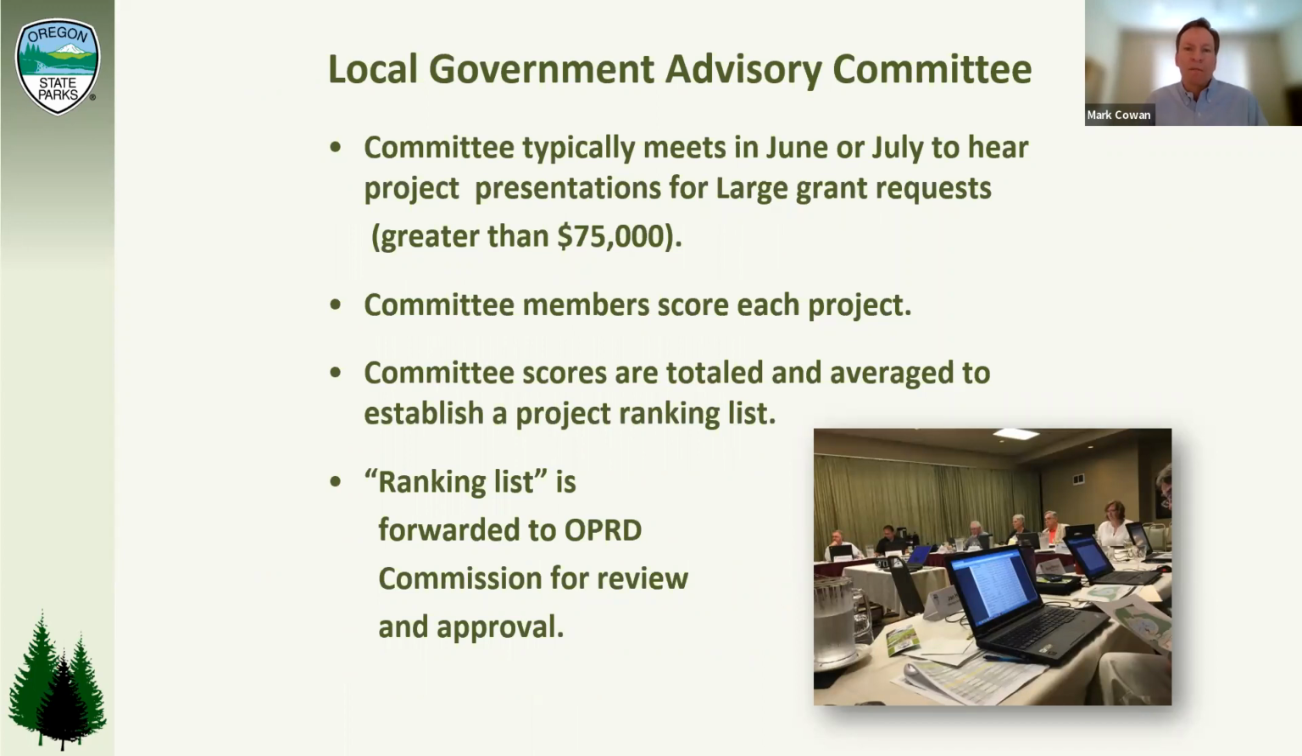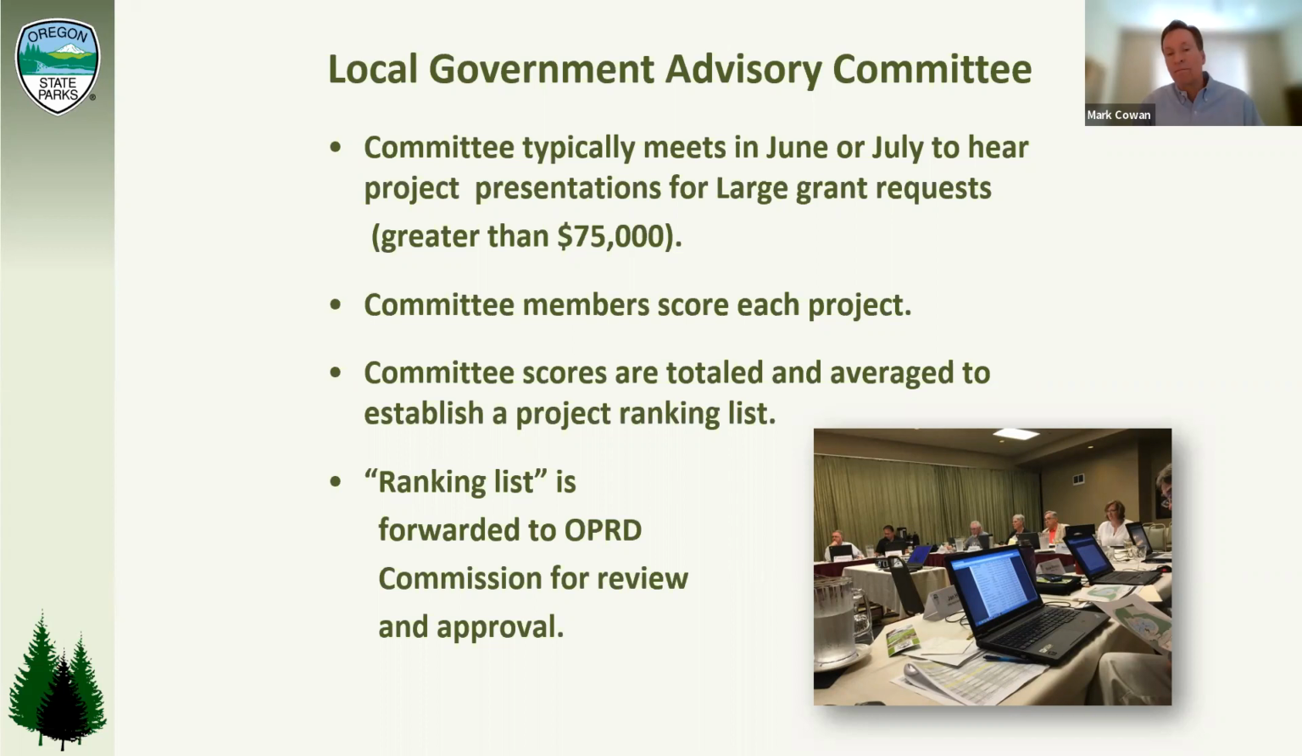Typically, the advisory committee meets in June or early July to hear grant presentations for the large grant category group, those applications that are requesting more than 75,000. The committee members score each project, and then those scores are totaled and averaged and put on a ranking list. The committee does not cut up your project or slice and dice it. It's either all or nothing.